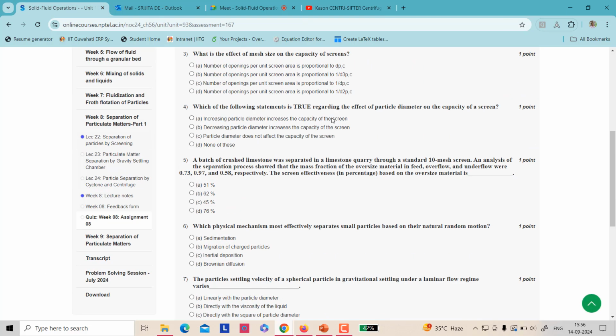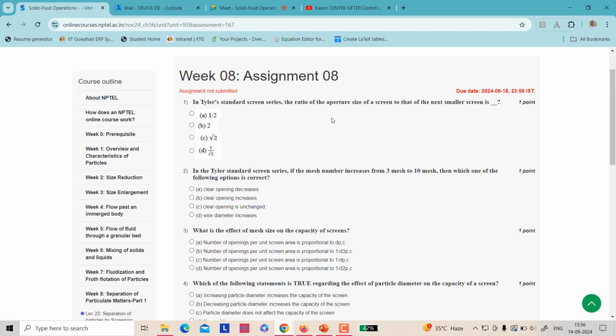Yes, which one? First is answer root 2. Yes, yes. Second is confusion.